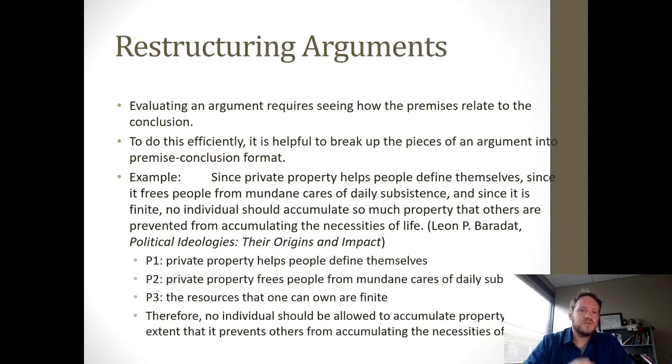Because if a conclusion is false or an argument is flawed, there has to be some error in the argument itself. If there's no error in the argument, then it seems like it's a good argument. So in order to make the distinction between a bad argument and a good argument, bad arguments always have some kind of error in them. We need to be able to point that out, and that's what we should be doing when we're making arguments.